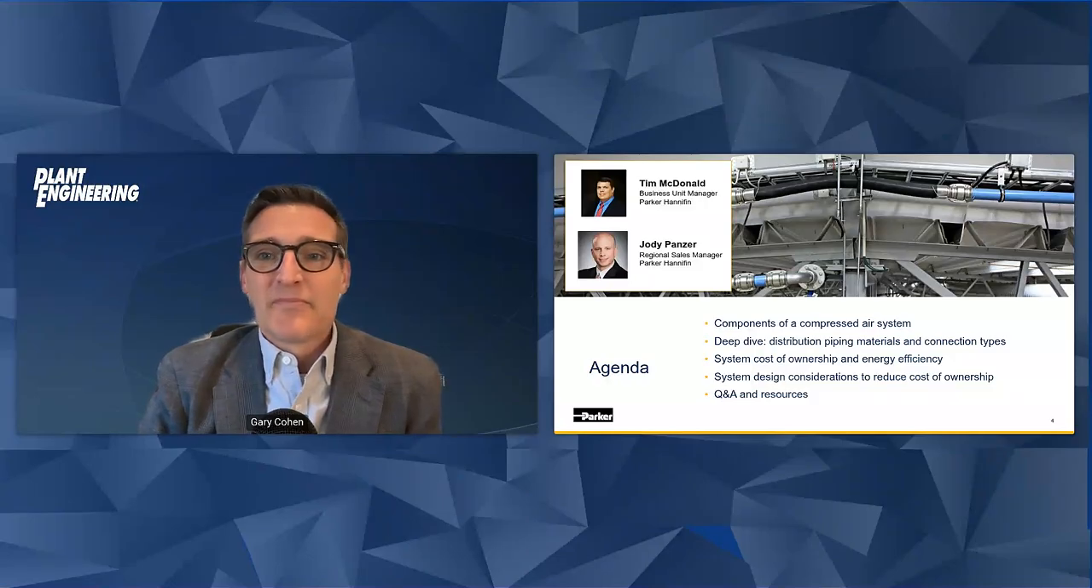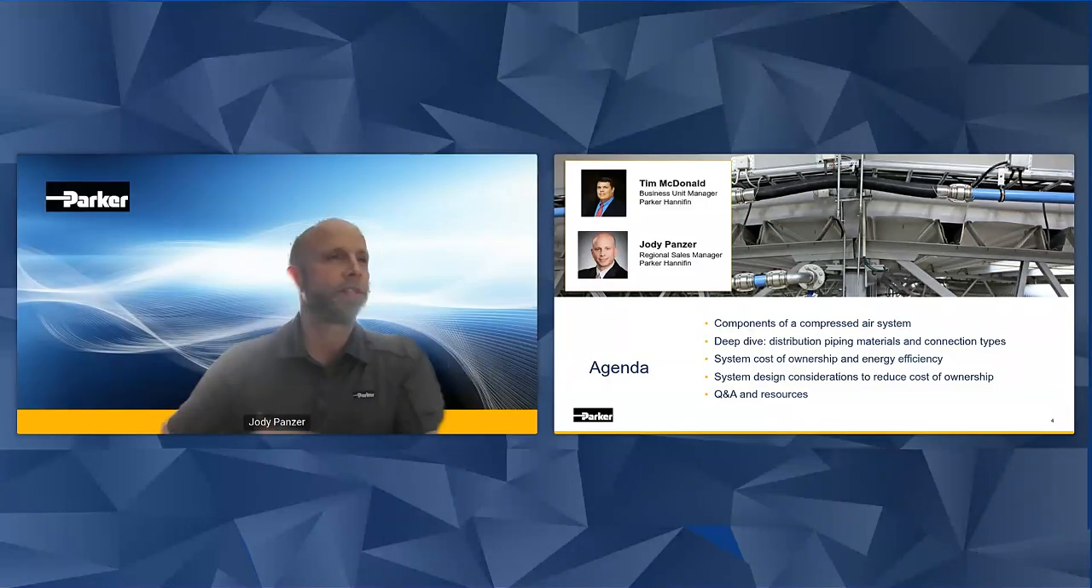Gary, thank you. And welcome to everyone joining us today. This afternoon, we're going to be discussing components of a compressed air system, distribution piping, materials, and connection types for an efficient system, costs of ownership and energy efficiency. And Tim's going to go over some design considerations to help reduce cost of ownership. And of course, Gary mentioned we're going to save some time for Q&A and some resources at the end.